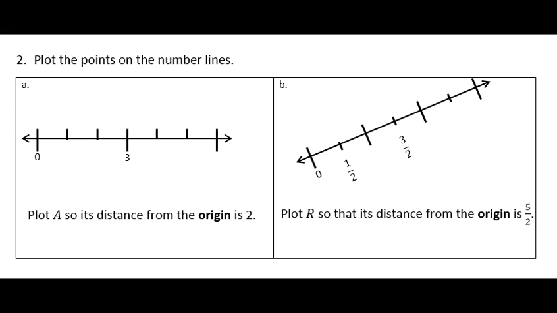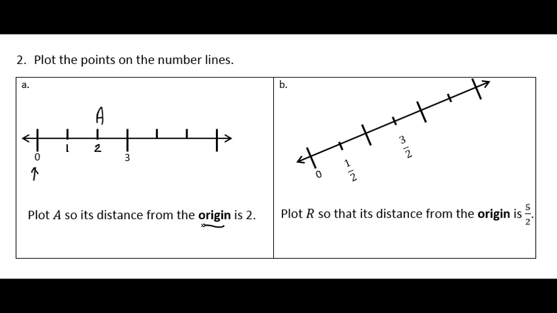In the next section, we're actually going to plot some points on number lines. So the first one says plot point A, so its distance from the origin is 2. The origin is the 0 point on the number line. So 0 would be the origin, and I need to put an A 2 places past the origin. So we see the 0 and the 3, so I know that the first point would be 1, the second point would be 2. So that's where I'll put my A. It's 2 away from the origin.